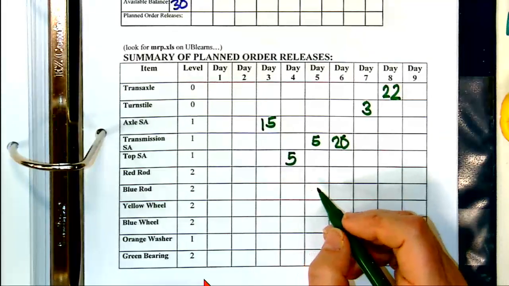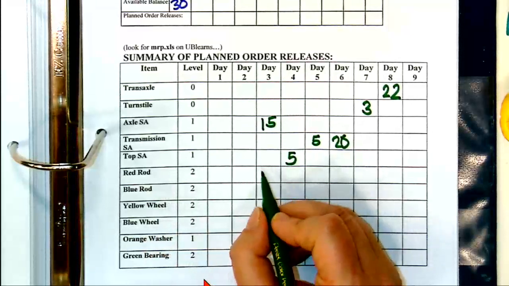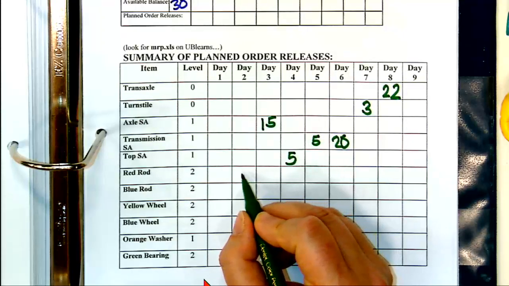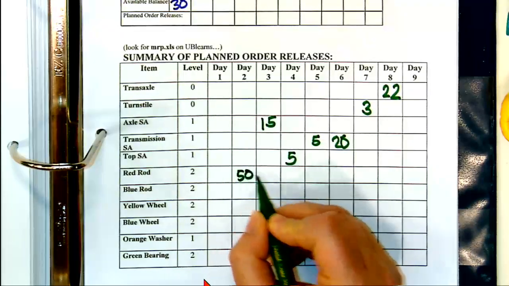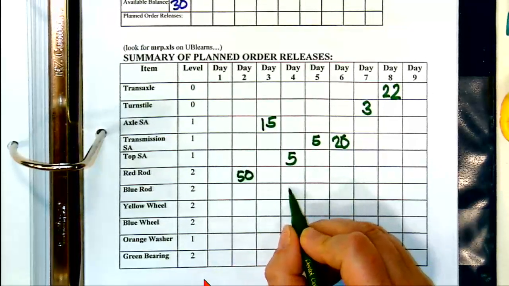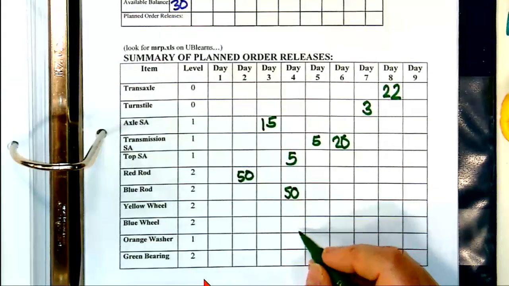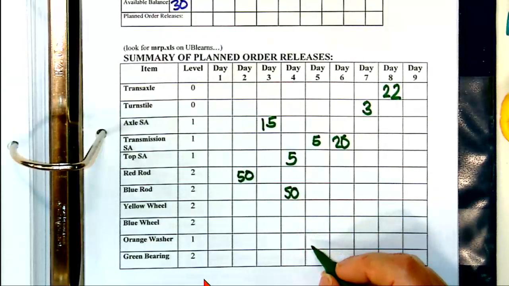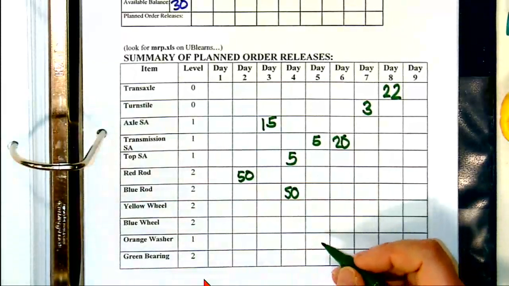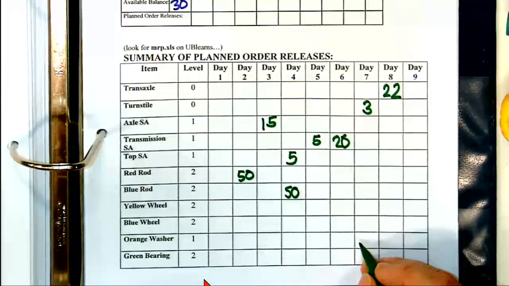Now, continuing on, try this on your own and see if you get answers that match mine. The red rod, we do need another box, and we need to order it on the 2nd day. The blue wheel, we do need another box, and we need to order it on the 4th day. We don't need any more yellow wheels. We don't need any more blue wheels. That's the conclusion that you should come to, but watch out with orange washers. We do need another box, and it is on day 6.